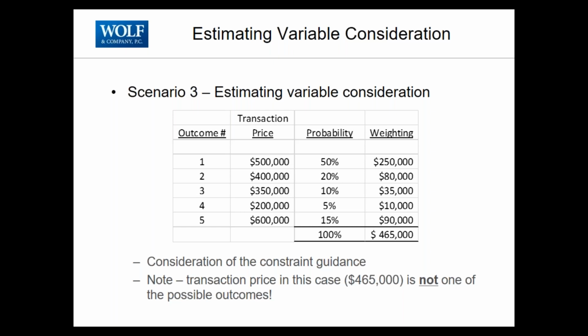So how would you do that in this case? The term probable in the RevRec guidance is consistent with probable throughout the accounting standards. So it's generally considered to be 70 or 75% likelihood of happening.